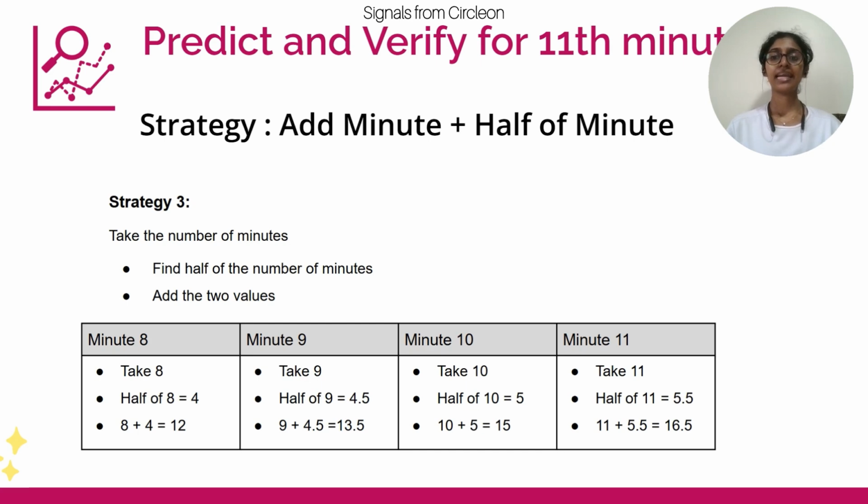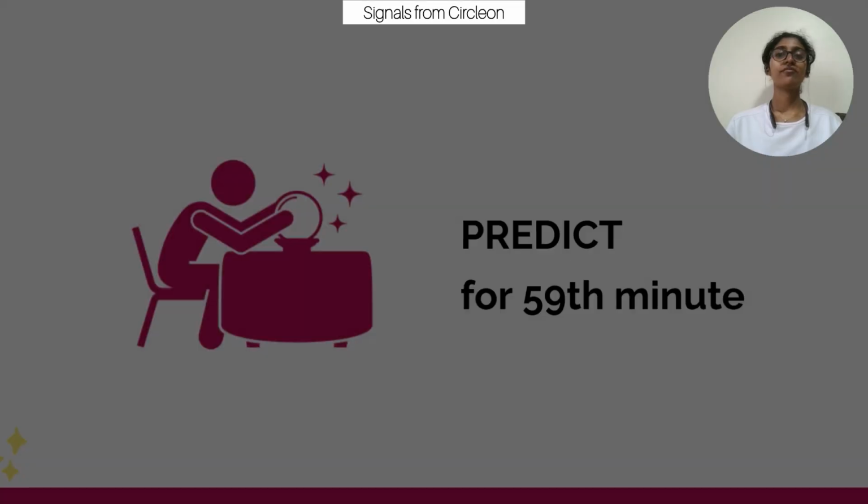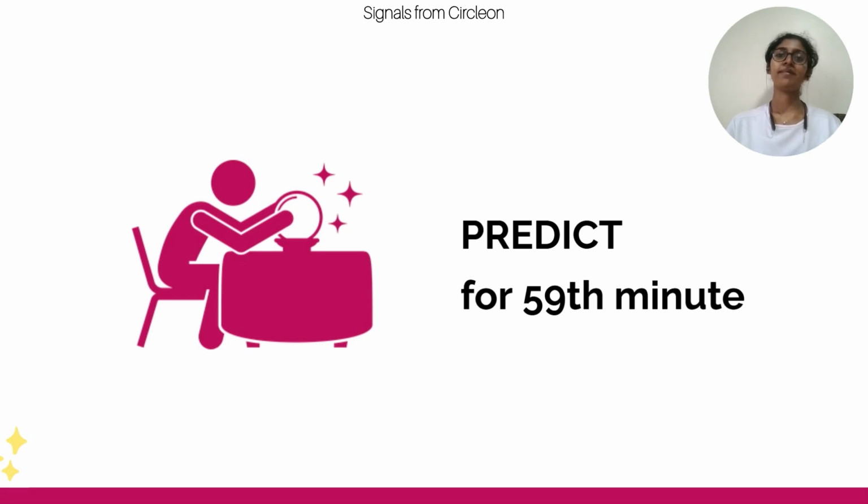Now, if we look at minute 11, we take the number 11 and we take half of it, which is 5.5. And when we add them both, 11 and 5.5, we get 16.5. So this is another strategy which can be used to predict for the 11th minute or for any number. And there are more fascinating strategies. We request all of you to go through the teacher reference to understand the other strategies which our students might share.